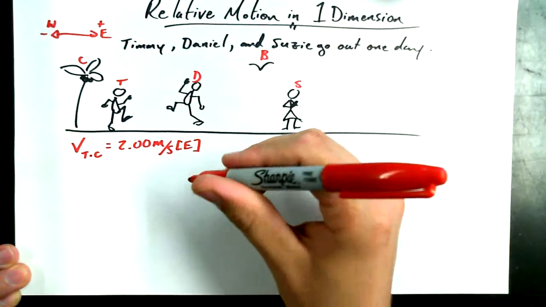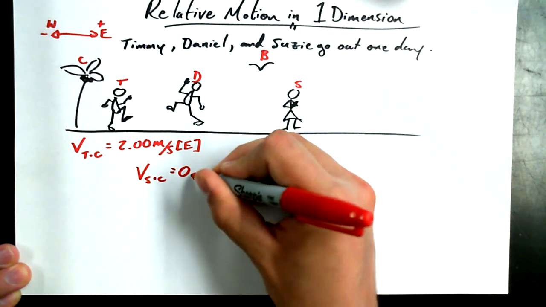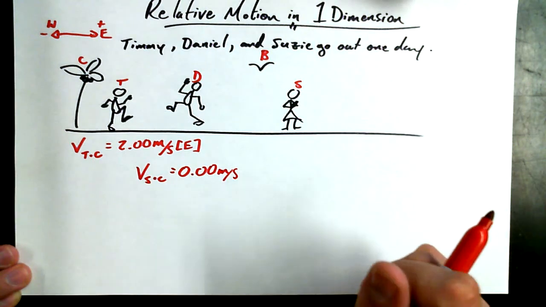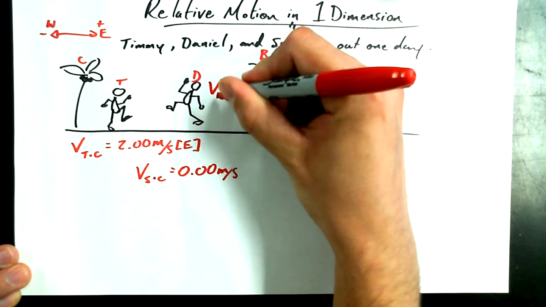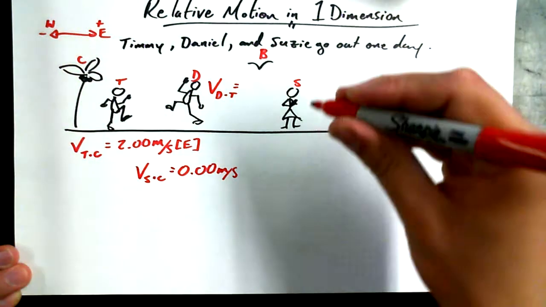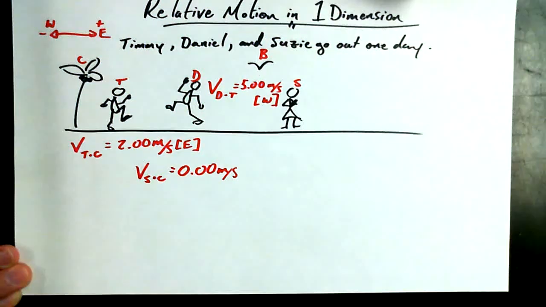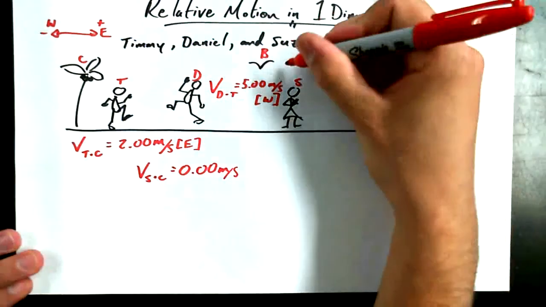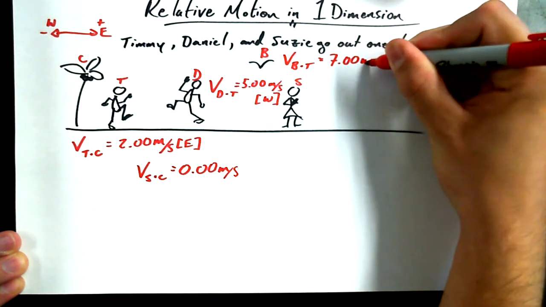Another piece of information I want to give you, I would like to say that the velocity of Susie with respect to the coconut tree is 0 meters per second. Because she's just a texter. Exactly 0? Yep, she's just standing there. Exactly 0. She's not even wobbling at all. And I'd like to say that the velocity of Daniel with respect to Timmy is 5 meters per second west. Oh, I ran out of space. 5 meters per second to the west. Be careful though, that's the velocity of Daniel with respect to Timmy, not the velocity of Daniel with respect to the coconut tree. So this sounds like a needlessly complicated story, but the velocity of the bird, let's get back to that. Velocity of the bird with respect to Timmy is 7 meters per second east.